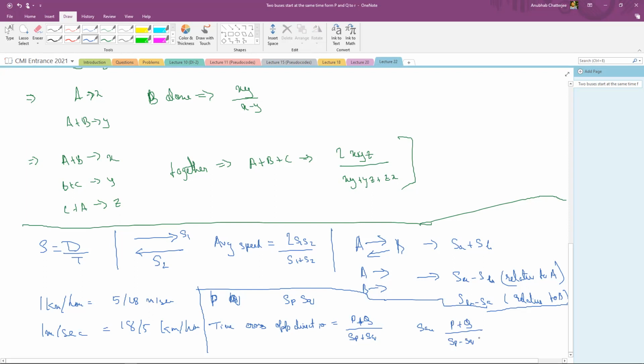Fine. If a train crosses a lamp post, and the length of the train is P, the time taken is P by SP. And if it crosses something of length L, then it is P plus L by SP. So that's all the formulas you would mostly need to attack the problems in your CMI paper.